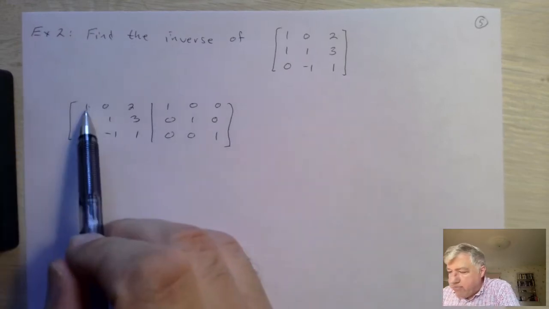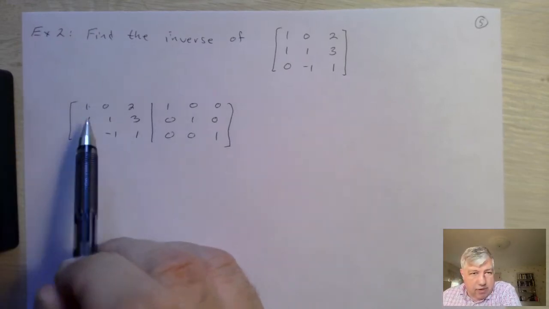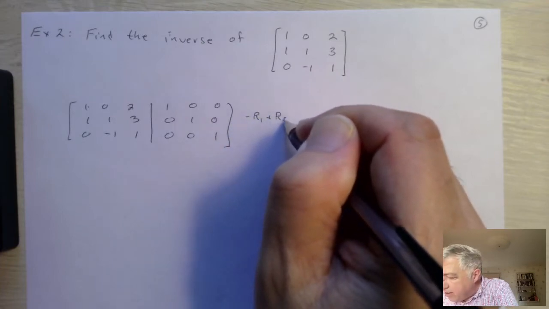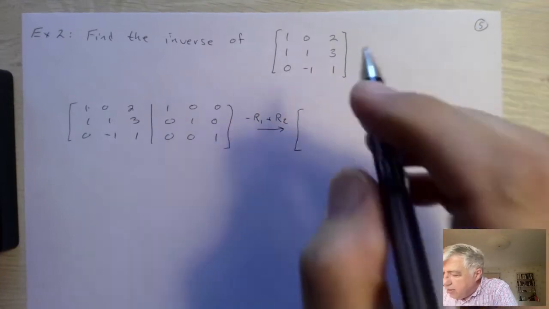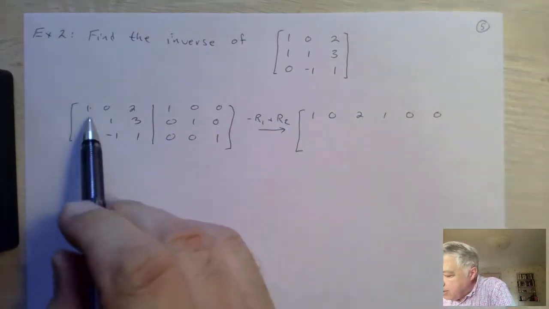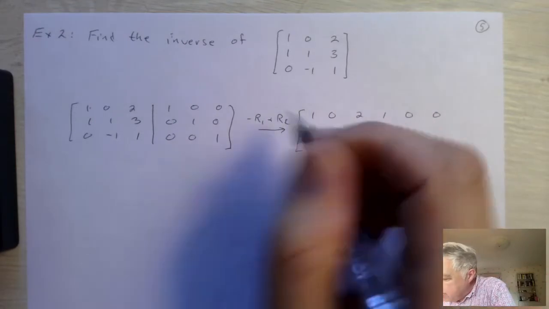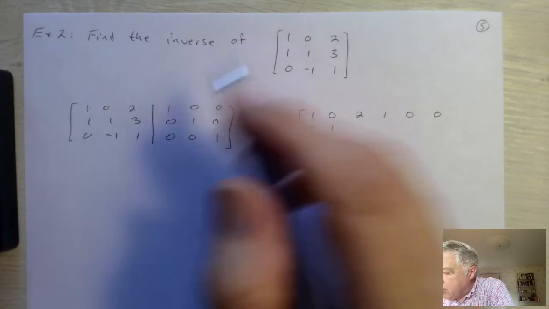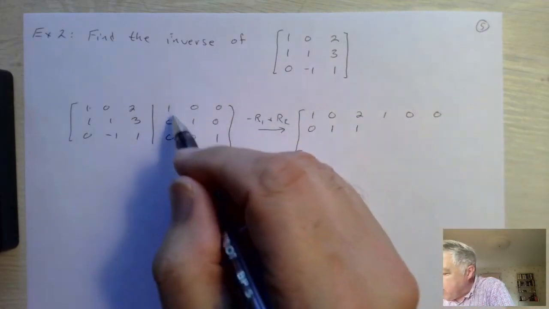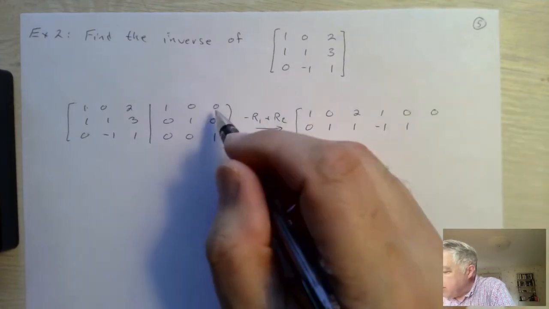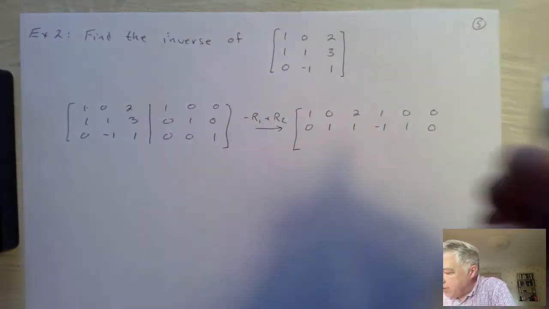Okay, well, we already have a 1 here. That's good. I want to get rid of this 1, so we'll do minus R1, add that to R2. And so we get 1, 0, 2, 1, 0, 0. Negative 1 plus 1 is 0. 0 plus 1 is 1. Negative 2 plus 3 is 1. Negative 1 plus 0 is negative 1. 0 plus 1 is 1. 0 plus 0 is 0.